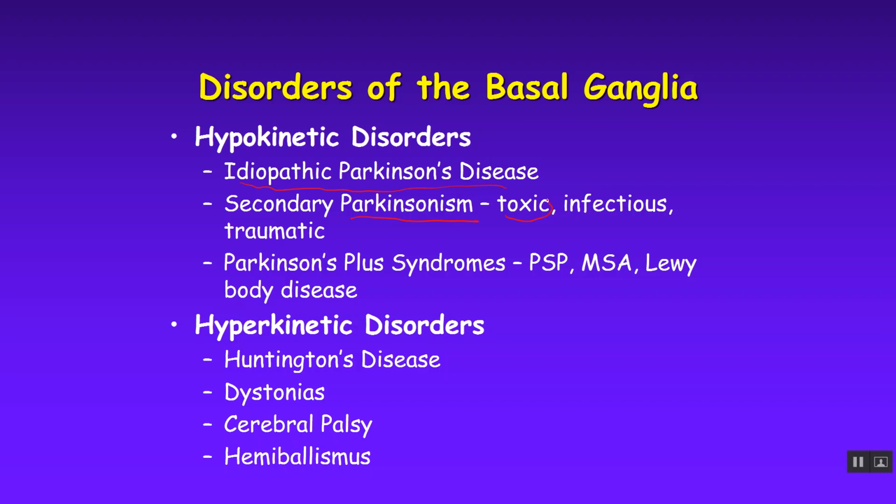So toxic. Certain things, like manganese poisoning, kill basal ganglia cells and substantia nigra cells. And then infectious: certain infections, bacterial and viral infections, can damage basal ganglia and dopaminergic neurons. Traumatic. People that have lots of concussions or trauma, like boxers, what do they call it? Parkinsonism pugilistica. Pugilism is boxing or hitting or punching.